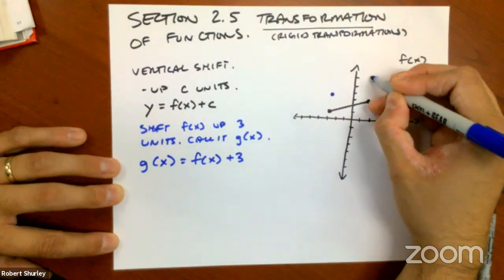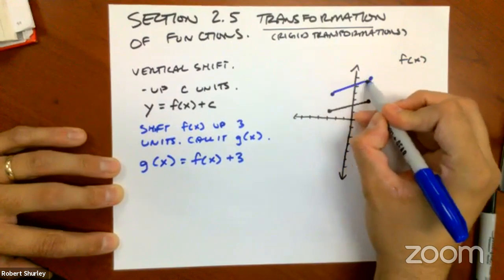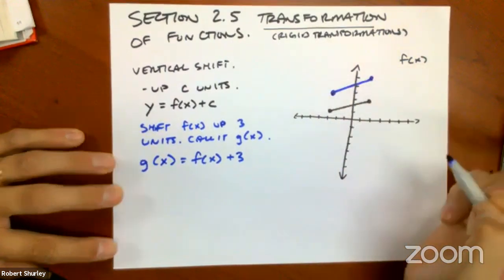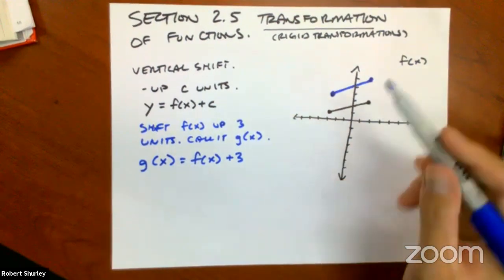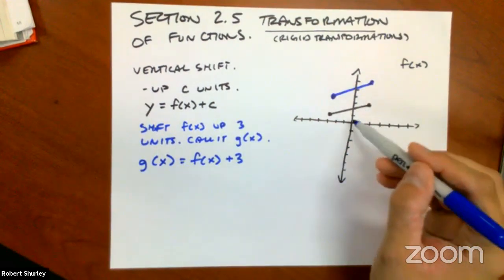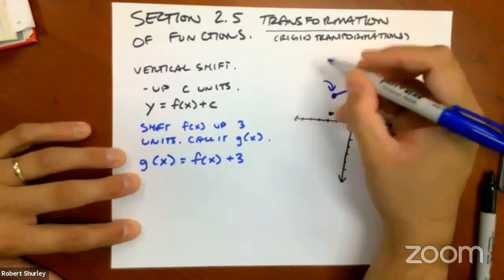So 1, 2, 3. It would be right there. Now it's going to run parallel because it's supposed to be parallel. That's just the human nature in me. It's not looking parallel. But all it is is this function shifted up 3 units.